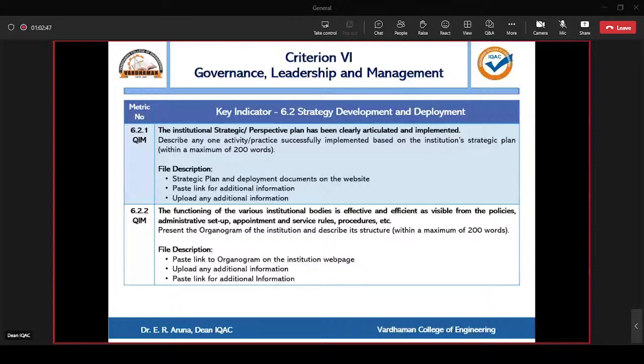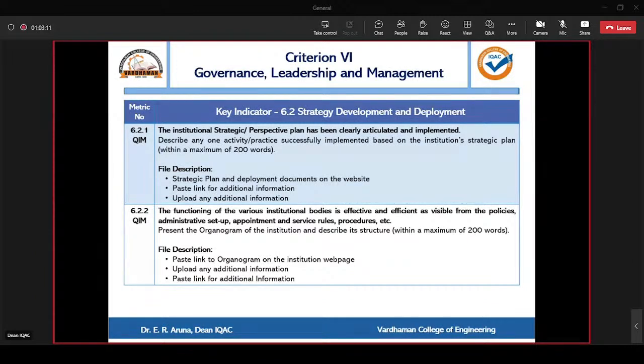And here, as mentioned, the organogram needs to be uploaded. The organogram is nothing but the organizational structure. So the college should follow a well-defined organizational structure, showing the people responsible for various tasks and the levels of supervision. So as already mentioned, the supreme decision body is the governing body.